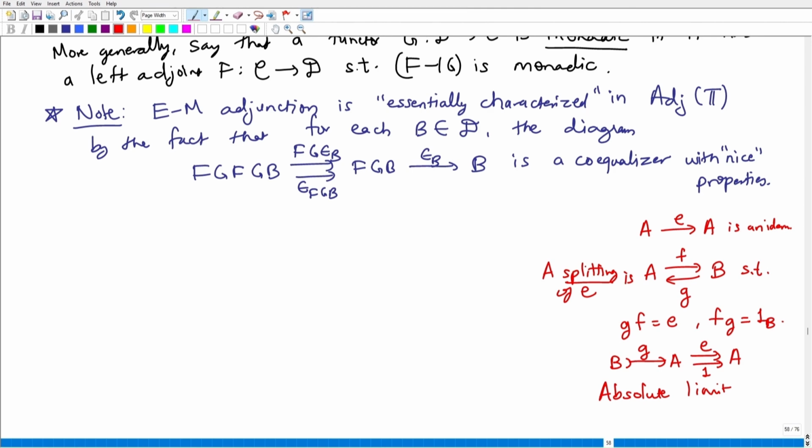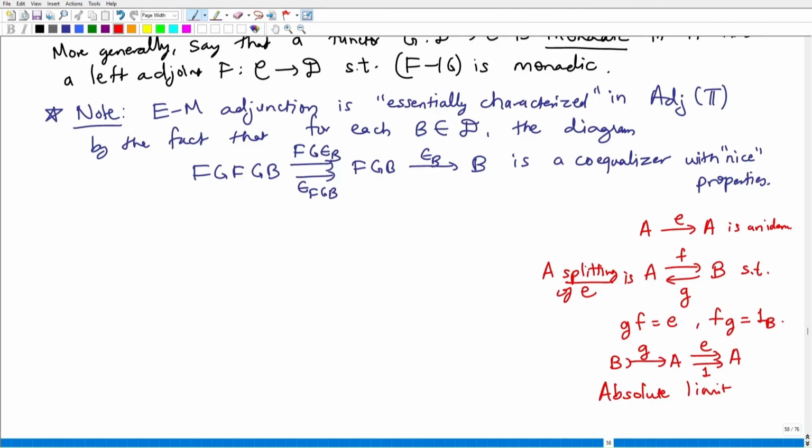It's a limit, but it's preserved by any functor. This is happening inside a category, but if you take any functor leaving this category, then this particular diagram will be mapped to another diagram, which is going to be a limit diagram. That's absolute, which means preserved by every functor.